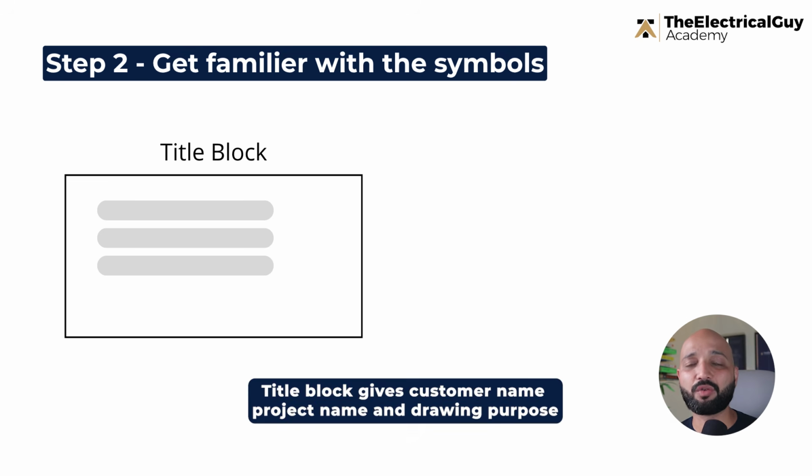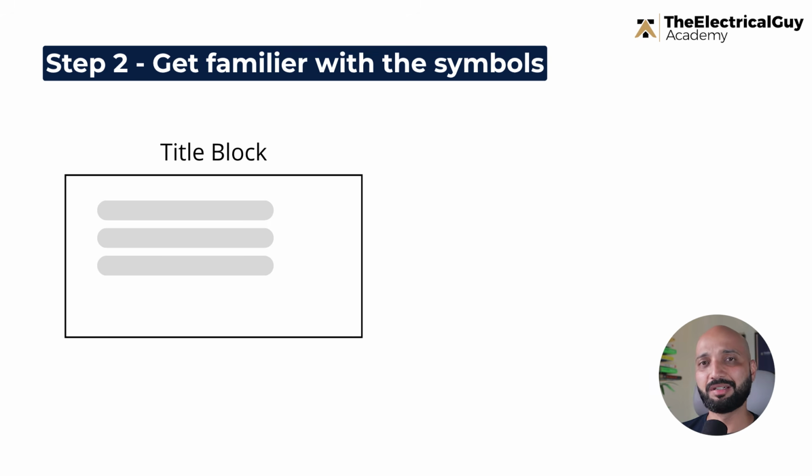First thing is you have to understand what this drawing is about. Is it a closing circuit? Is it a tripping circuit? Is it a PLC wiring? Is it an auxiliary circuit? Whatever it is, you have to understand that. The title block will give you that understanding. It will tell you the customer name, the project name, and the different things that are mentioned there. So first, understand the title block of the drawing, which you will very easily find at the bottom of the drawing.